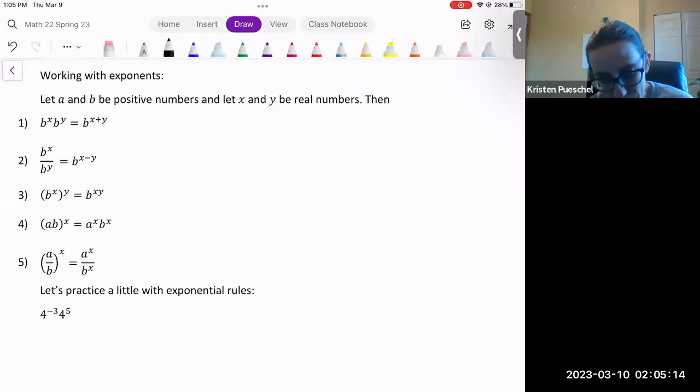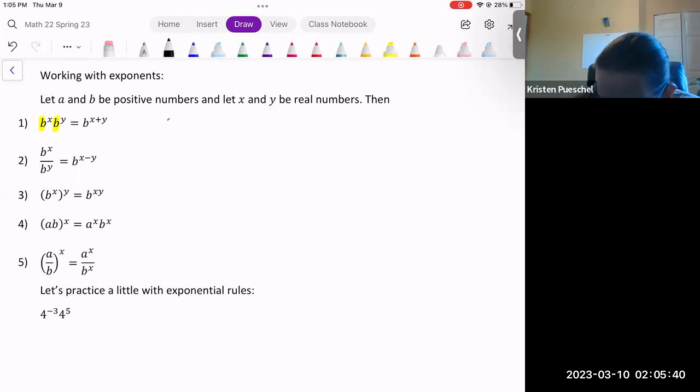y are any real numbers, anytime that we have the same base, if you have b to the x times b to the y, then multiplying two of these exponential expressions together is the same thing as adding the exponents. So b to the x times b to the y is the same thing as b to the x plus y.